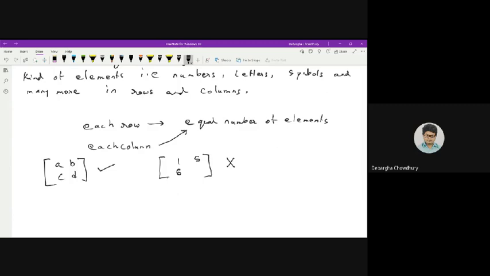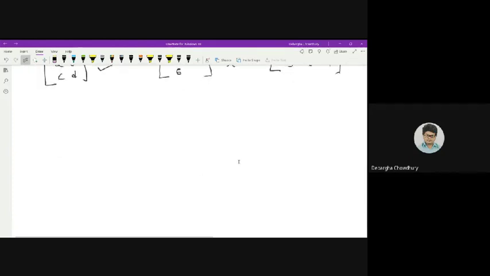Let us understand another example: 2, 5, 6, 7, 9. This is an arrangement of five elements. In the first row there are two elements, but in the second row there are three elements, so they are not equal. Hence this won't be a matrix as well. Okay, clear so far?